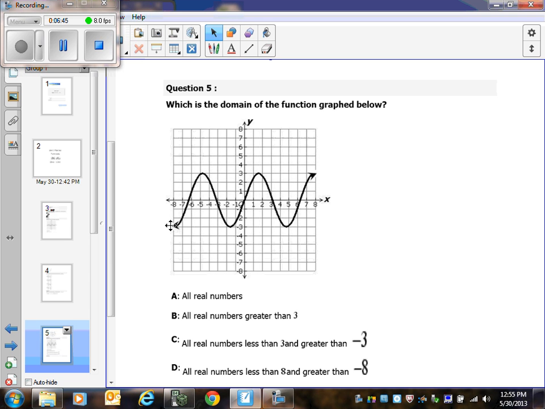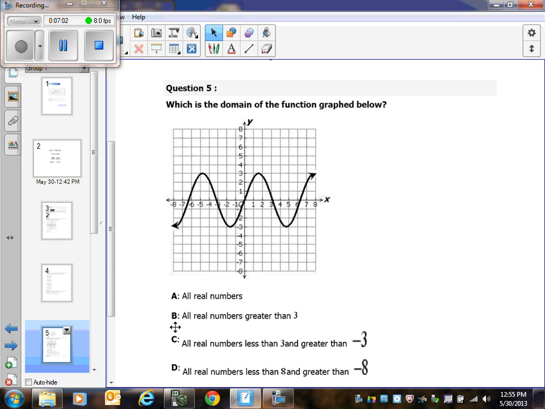And my x coordinates, it looks like, hey, this is going to keep continuing over here into the negatives, and this is going to keep continuing over here into the positives. So guess what? It looks like my domain is going to be all real numbers. So my answer for this one would be choice B.